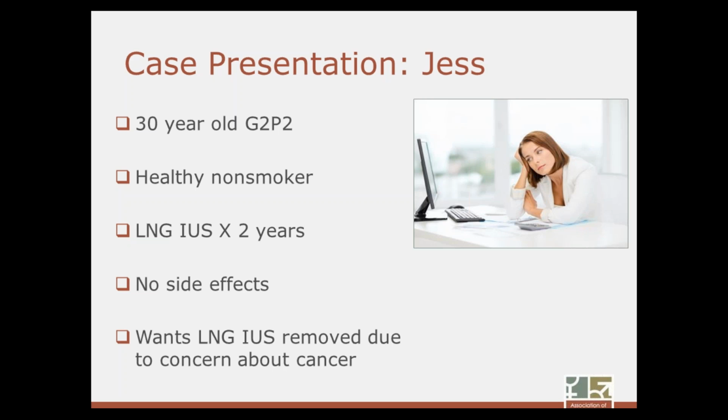She's generally happy with the method. She has regular lighter periods and no side effects that bother her. And she's coming in for her annual well-woman visit. And she lets me know that she wants to have her IUD removed because she's concerned about the risk of cancer with hormones. So you very astutely probe that a little bit further, and you ask her, what is causing you to be concerned about that? And she said her cousin was diagnosed with endometrial cancer at the age of 40. So how do we counsel Jess about having her IUD removed? What's her risk of cancer?